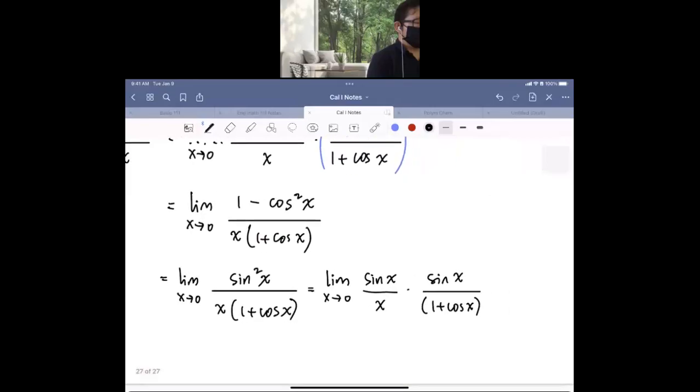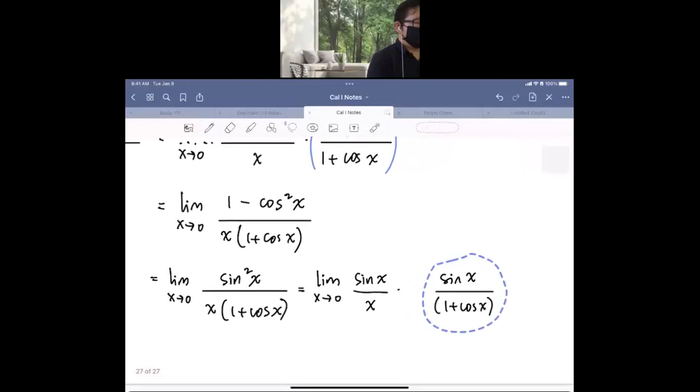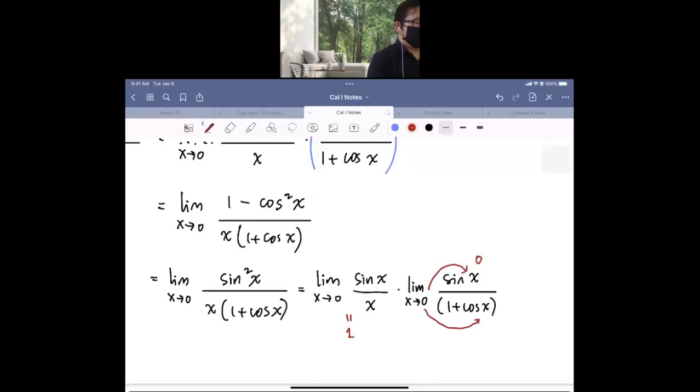And in the limit, we can separate the limit like this. The last part becomes 1. And the other part, if we take here, it's 0. If we take here, it becomes 1. 1 plus 1 is 2, so 0 over 2, right? 0 over 2 is 0. So 0 multiplied with 1 is 0.